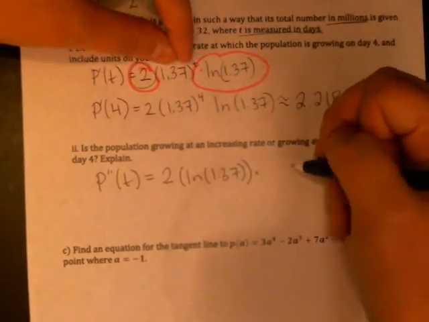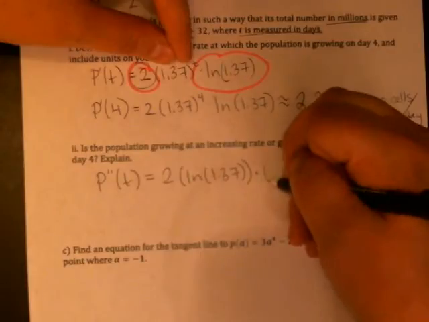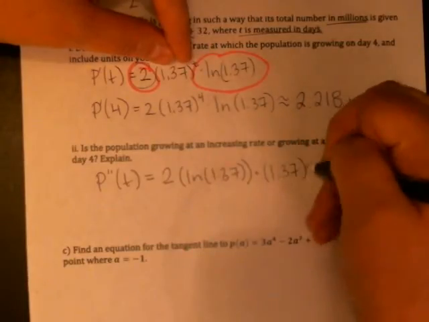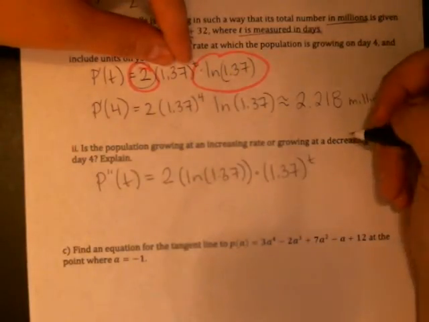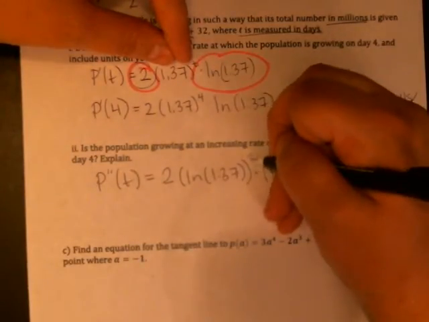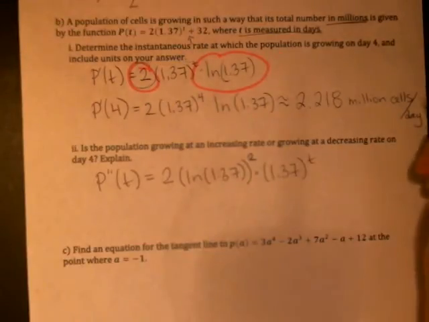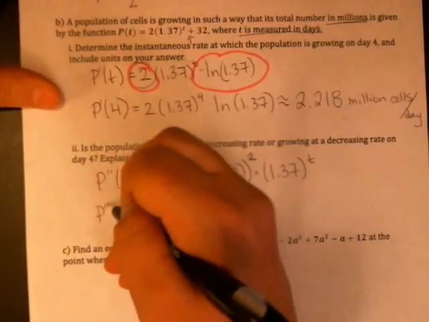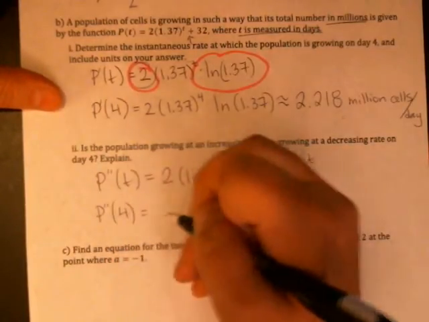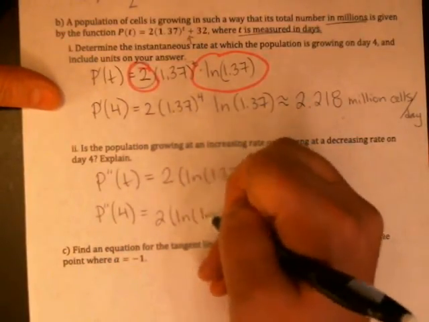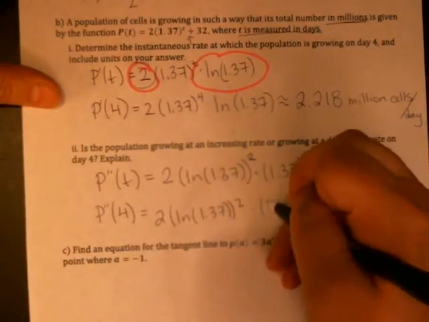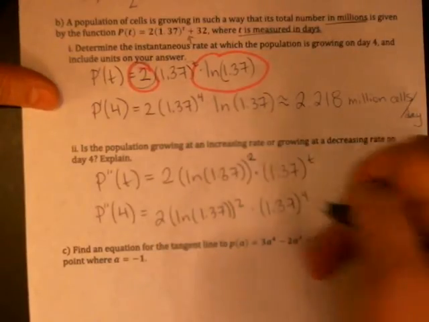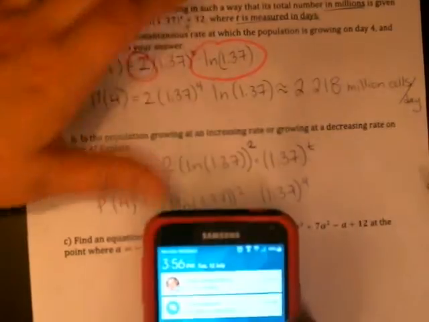And then I'd multiply by the derivative of 1.37 to the t, which is 1.37 to the t multiplied by yet another natural log of 1.37, which you could write out at the end, but I'm just going to put a square here. We have 2 of those that are getting multiplied in. And we want to know what's going on day 4. So we need 2 times the natural log of 1.37 squared times the 1.37 raised to the 4th power. Okay, that should be easy enough on here.